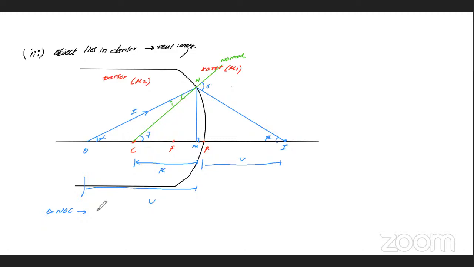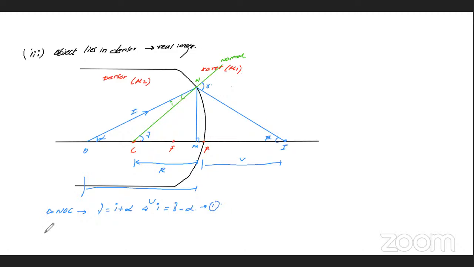Here, the outer angle is different. Earlier, the outer angle is your angle of incidence. Now, outer angle is your gamma. N point, O point, C. The outer angle is your gamma. So gamma is equal to I plus alpha. From this relation, I'm going to find I. I is equal to gamma minus alpha. This is your first relation.